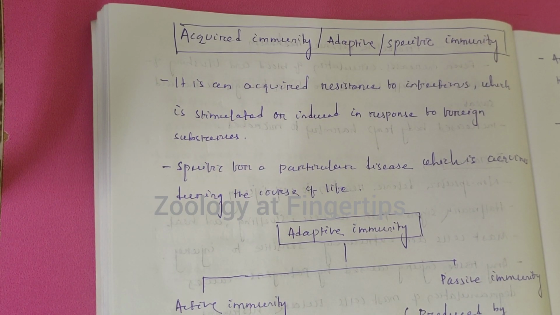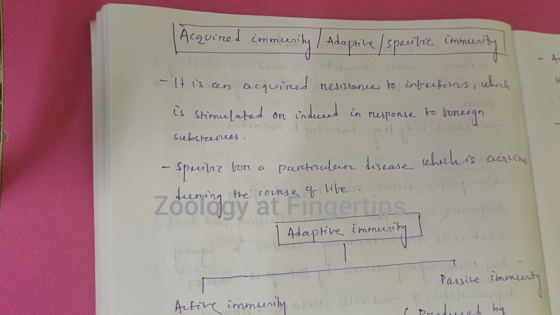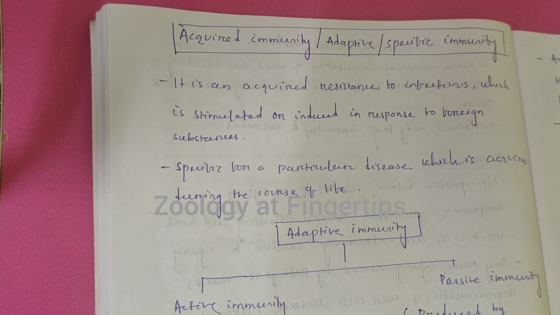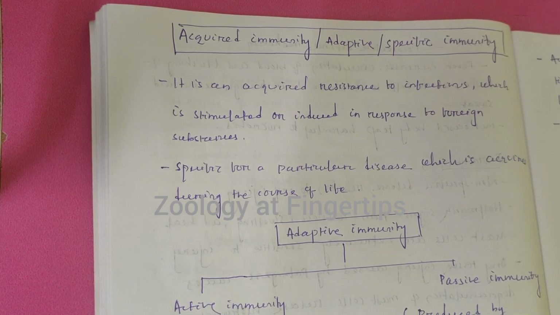Today we are going to discuss another part of immunity, that is acquired immunity, which is also known as adaptive or specific immunity. The definition of acquired immunity is that it is the acquired resistance to infection which is stimulated or induced in response to a foreign substance, acquired during the course of life. And it is very specific because it operates against a specific pathogen or specific infection caused by any microorganism or their product. So it is otherwise known as specific immunity.